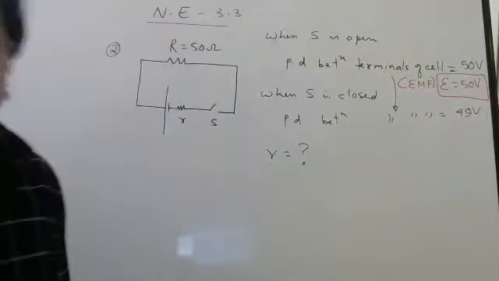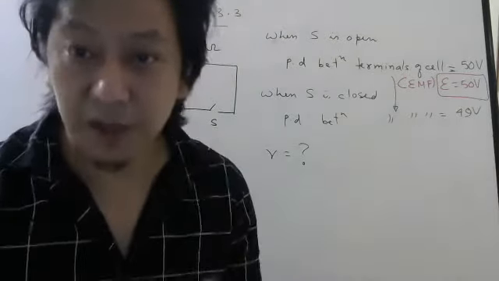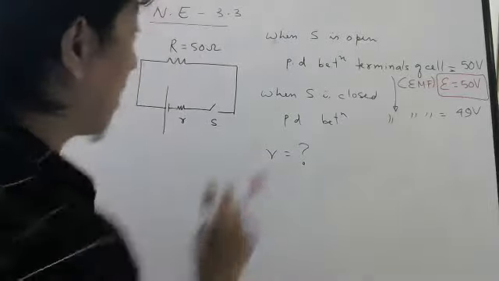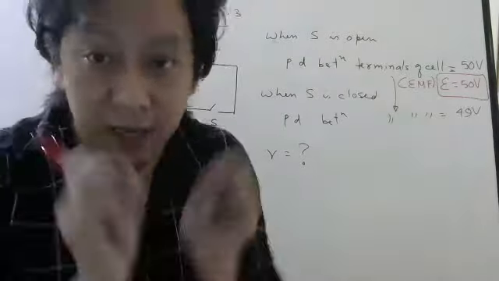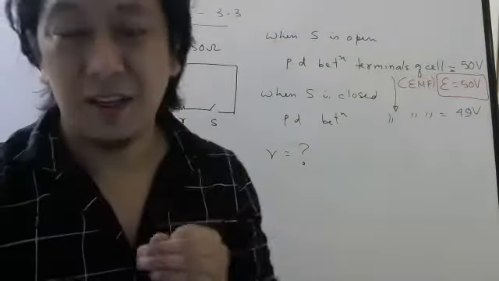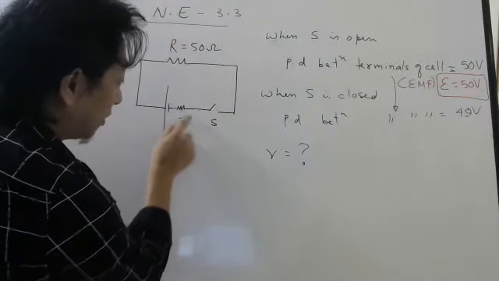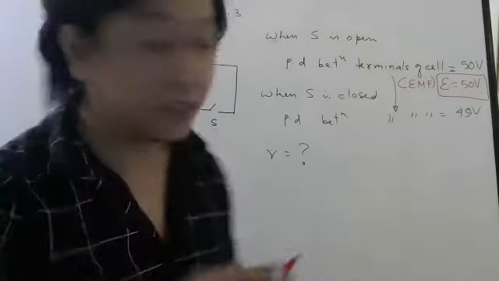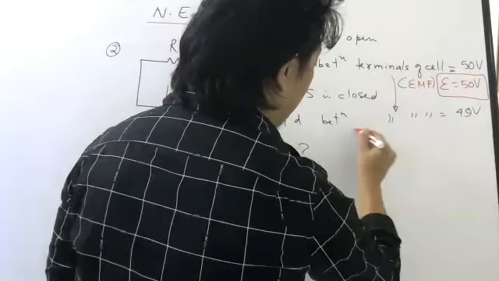Just check your notes. You will remember that EMF is also the potential difference between the terminals when no current is drawn. Once you close the switch, then current will flow. Then if you measure the potential difference, it will be far less. Why was it less, if you remember? Because there will be some potential drop in this internal resistance. So that we call terminal voltage. So this is your terminal voltage.